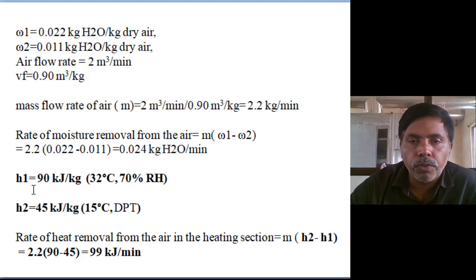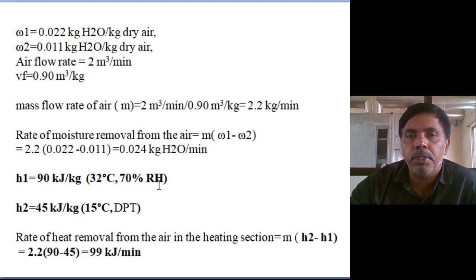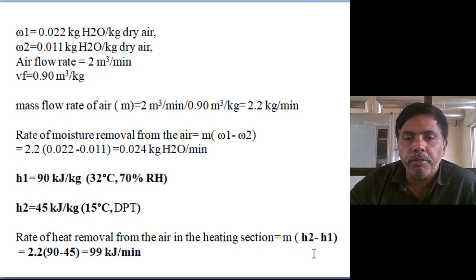Come to the enthalpy. The initial condition, the enthalpy of the air at 32 degrees centigrade and 70% relative humidity, is 90 kilojoules per kg. The final condition, at 15 degrees centigrade and saturated air, the final enthalpy is 45 kilojoules per kg. Then the rate of heat removal from the air in the cooling section is mass flow rate into enthalpy difference, 90 minus 45. This is 99 kilojoules per minute.